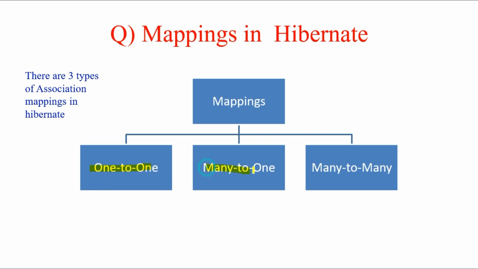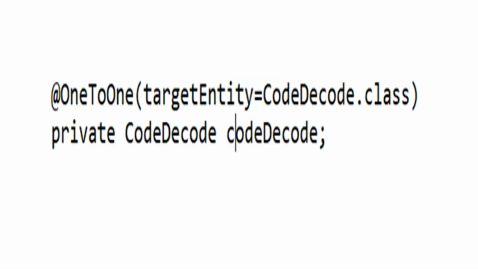Now for many-to-one mapping, you can say that many employees can stay at one particular address, but one address belongs to many employees. So that is how many-to-one works. And for many-to-many, I'll give you an example shortly. So that was the logical part, that there is mapping of one-to-one, many-to-one, many-to-many.